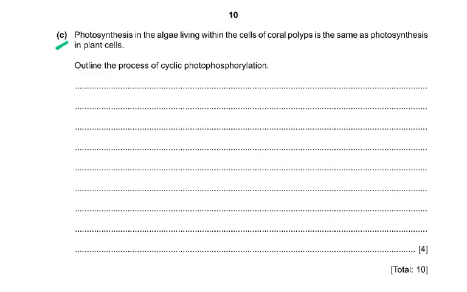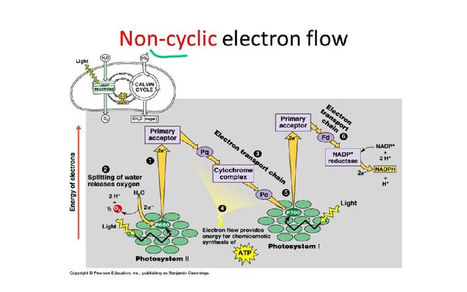Now the last part of the question was a simple one. Photosynthesis in the algae living within the cells of coral polyps is the same as photosynthesis in plant cells. Outline the process of cyclic photophosphorylation. Cyclic photophosphorylation is a direct question, and that's for 4 marks. Just a quick revision of the non-cyclic electron flow. You can see here, you've got photosystem 2 first, and then photosystem 1.